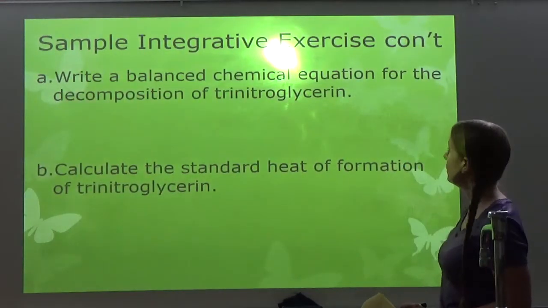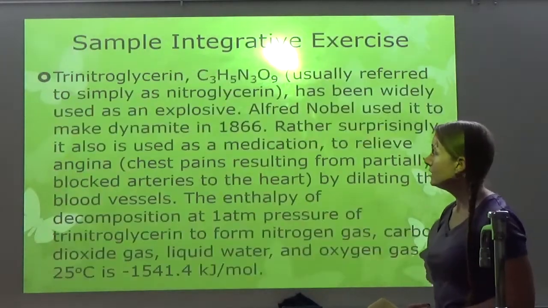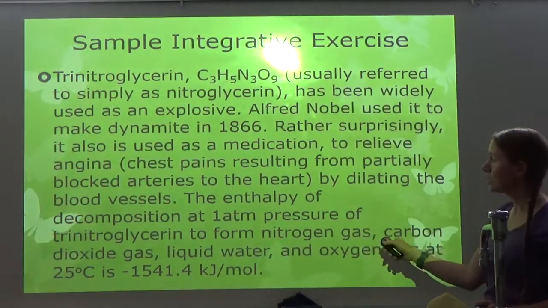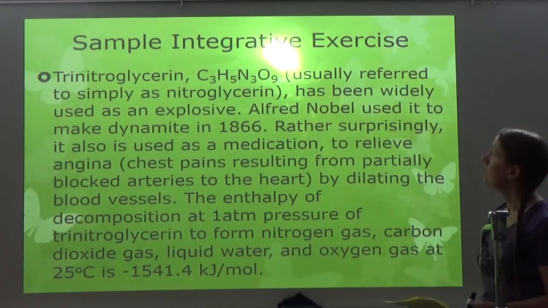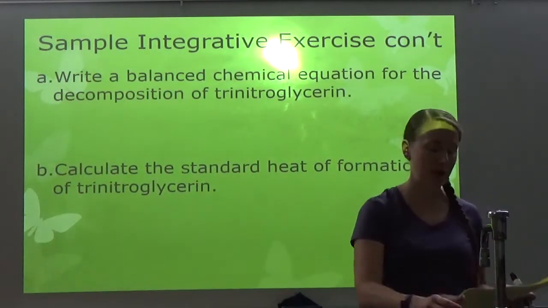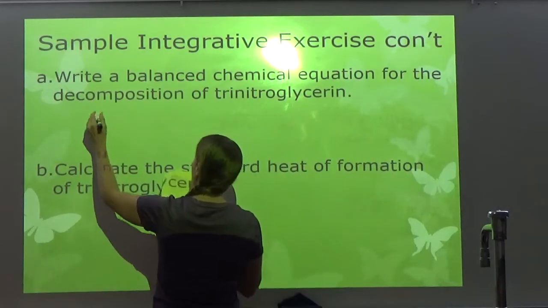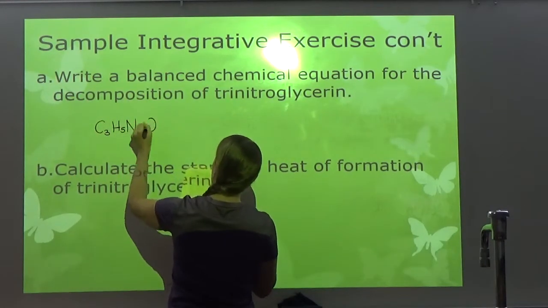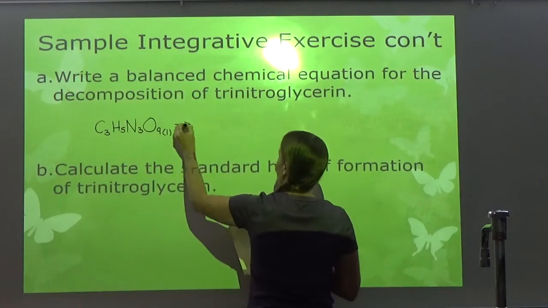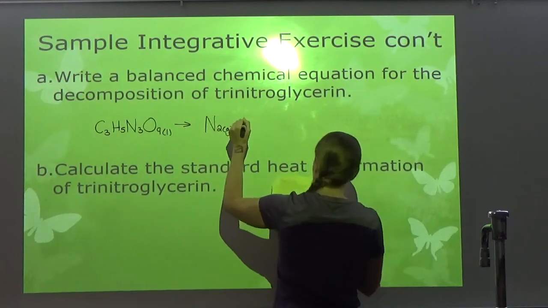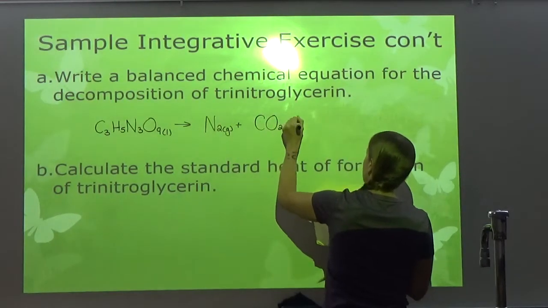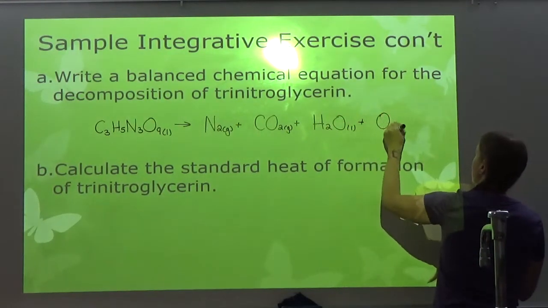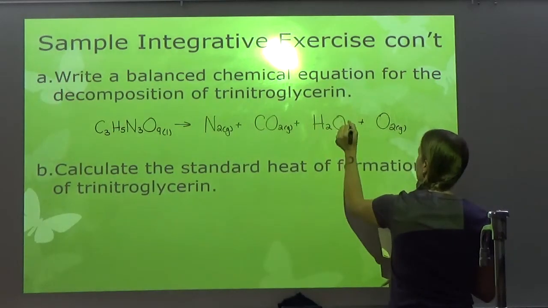All right, so it says, write the balanced chemical equation for the decomposition of trinitroglycerin. Okay, so they told me what trinitroglycerin is, and they told me down here what it forms. Nitrogen gas, carbon dioxide gas, liquid water, and oxygen gas. So I should be able to easily write a balanced equation. We start with what they told me trinitroglycerin is: C3H5N3O9 liquid. They told me we make nitrogen gas, carbon dioxide gas, liquid water, and oxygen gas. Goodness, a lot of stuff going on here.